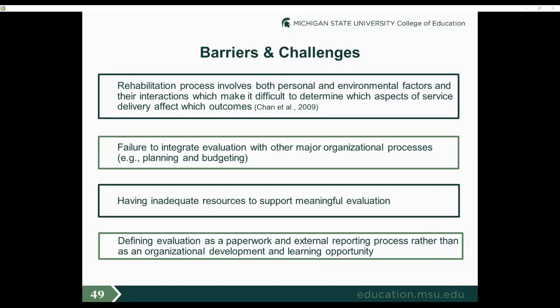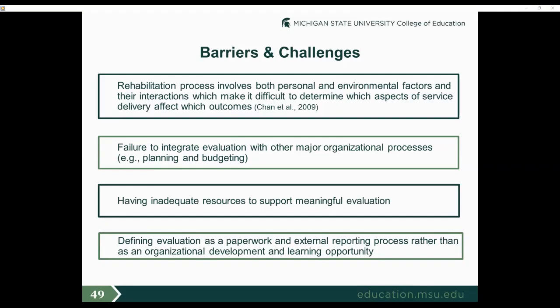Having inadequate resources to support meaningful evaluation is a clear barrier in many situations. You have to do what is best and provide as much support as possible. But it is understood that the funding of evaluation efforts is typically below what is needed.